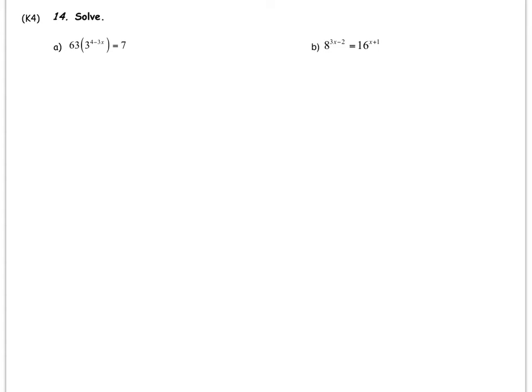The next question is about solving exponential equations. The first one, 63 times 3 exponent 4 minus 3x is equal to 7. So the first thing I'm going to do is divide both sides by 63. So I'm going to get 3 exponent 4 minus 3x is equal to 7 over 63, which is going to be 1 over 9, which is really 1 over 3 exponent 2, which is 3 exponent negative 2.